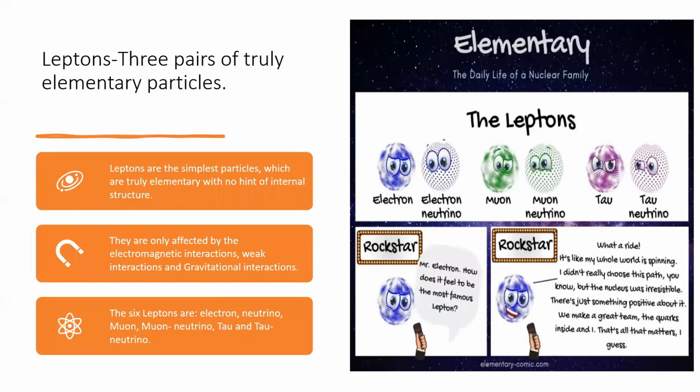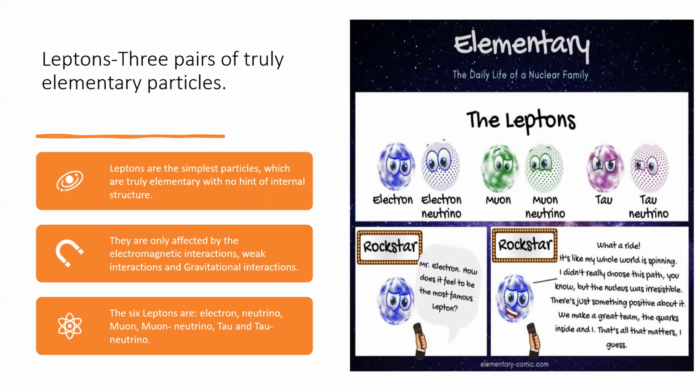Okay, so leptons, always try to remember leptons as three pairs. So in one pair, how many leptons will be there? Two. So in total, there will be 6 leptons. Leptons are the elementary or fundamental particles. It means they cannot be further divided.